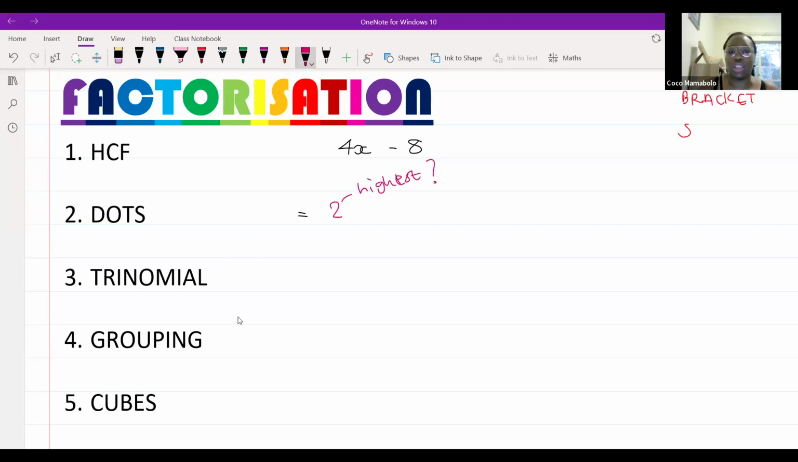No, it's not. The idea behind HCF is that it must always be the highest common factor, the highest number, or the highest exponent. So we need to make sure we take out the highest number. In this case, it's going to be 4. Whatever number we've taken out, we now need to take every single one of our terms and divide by it. We're going to divide both of these by 4.